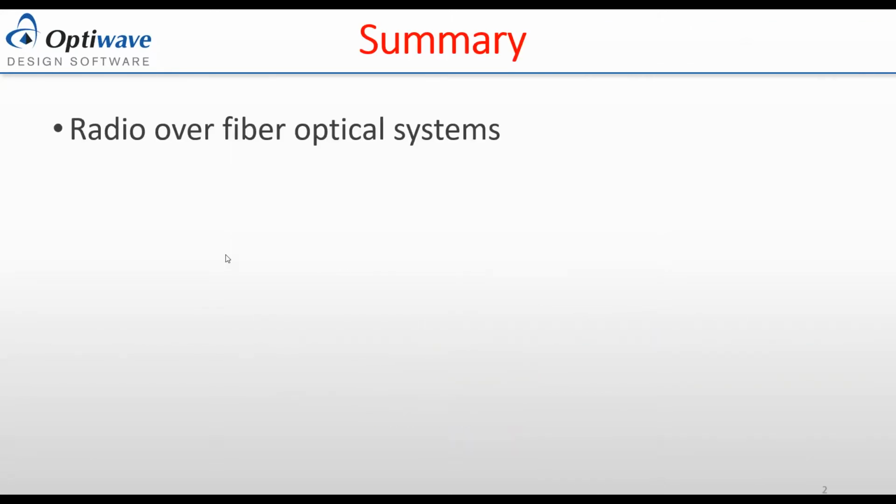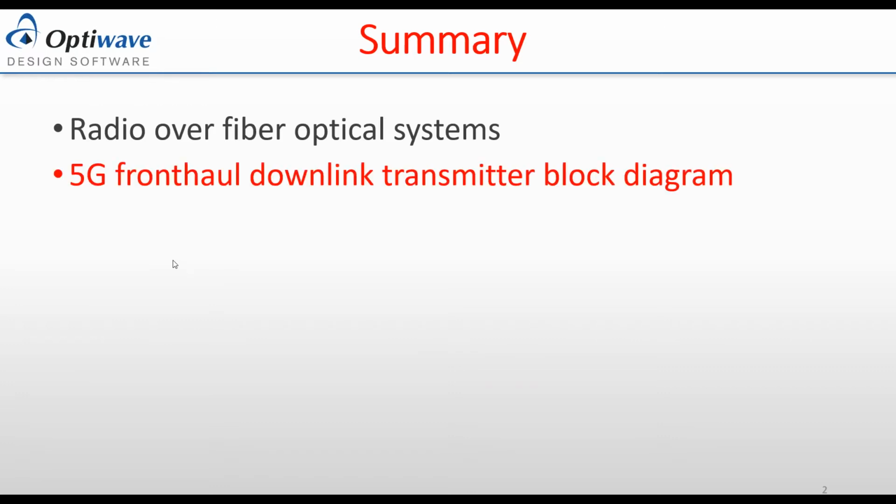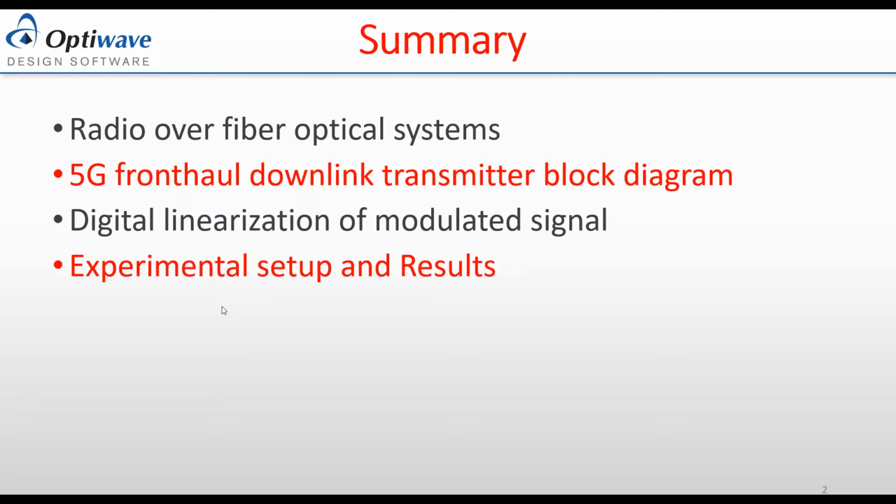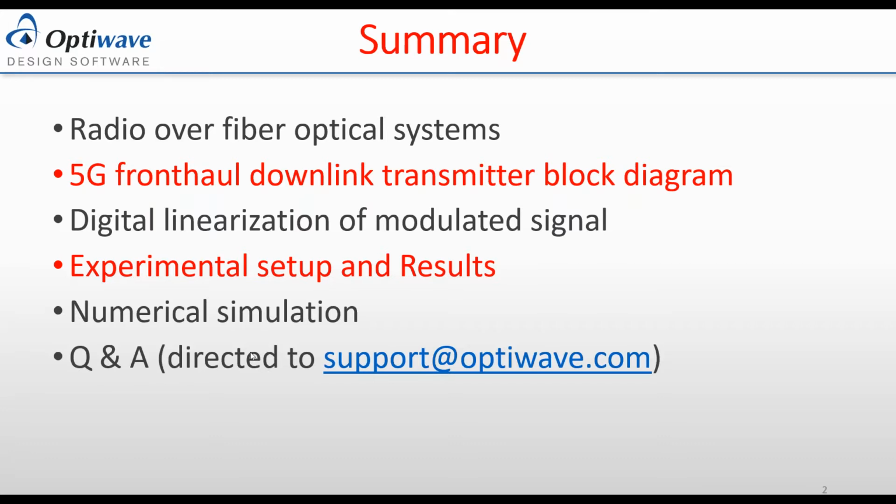The webinar will include the following topics. First, we're going to give some information about radio over fiber in optical communication systems. Then my collaborator Mahmoud will describe the 5G front haul downlink transmitter block diagram. Then he's going to talk about the scheme he's using for digital linearization of the modulated signal. And then he presents the experimental setup and results. And I'm going to talk about the numerical simulations. And with that, we conclude the webinar.